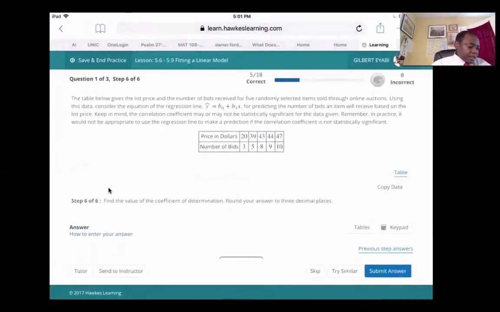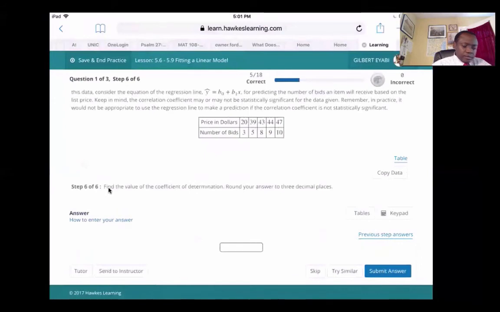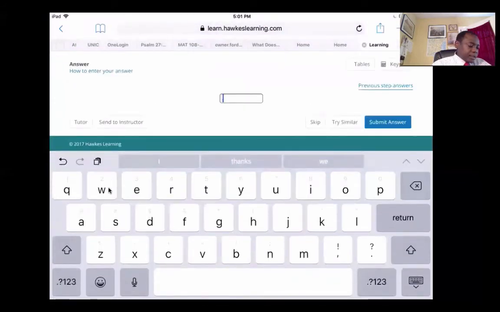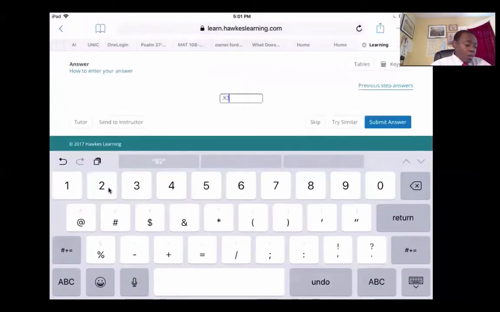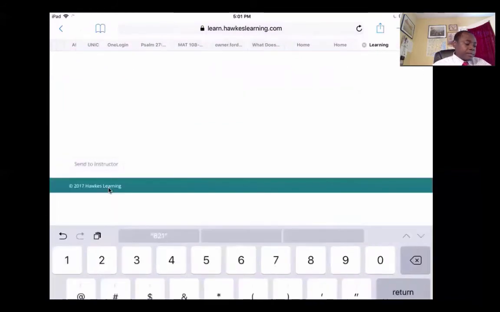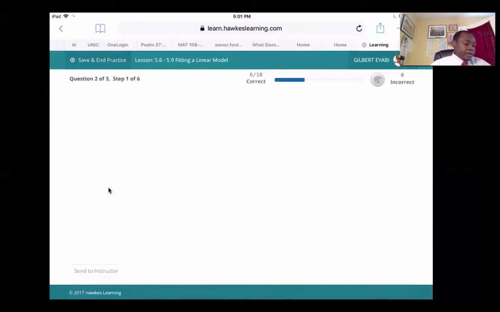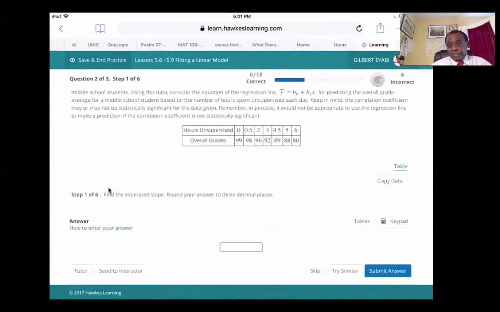So let's go back. Okay, it needs it in 3 decimal places, and that would mean 0.821. And that is correct. And then it repeats itself. Find the slope, find this, find this, find this, find that.